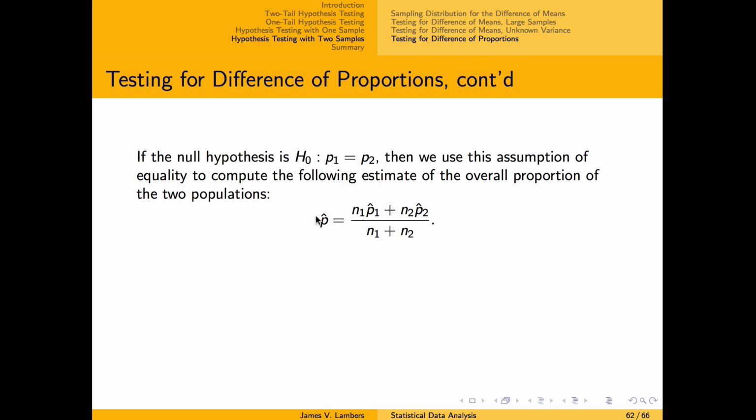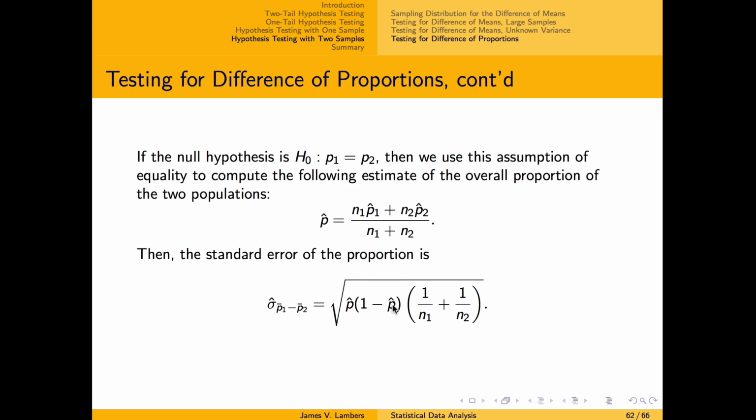If our null hypothesis is that P1 minus P2 is being compared to 0, for example P1 equals P2, then we pool the samples together to obtain an estimate of a proportion of the combined populations. Then we use this formula to obtain the standard error of a combined proportion, which is similar to the standard error of a proportion for the one sample case.